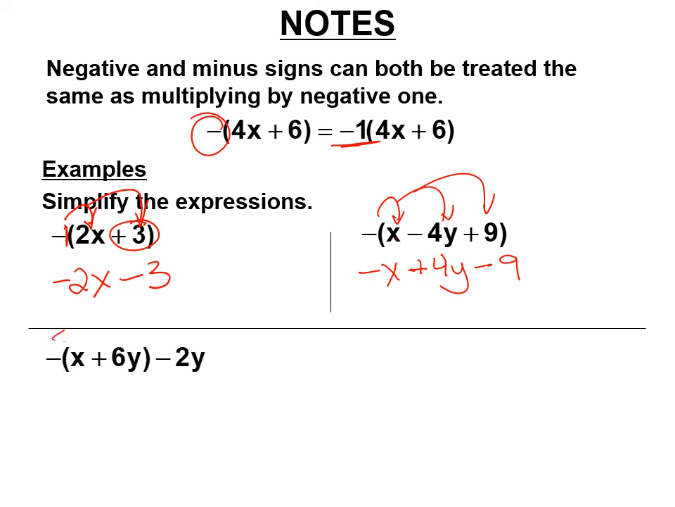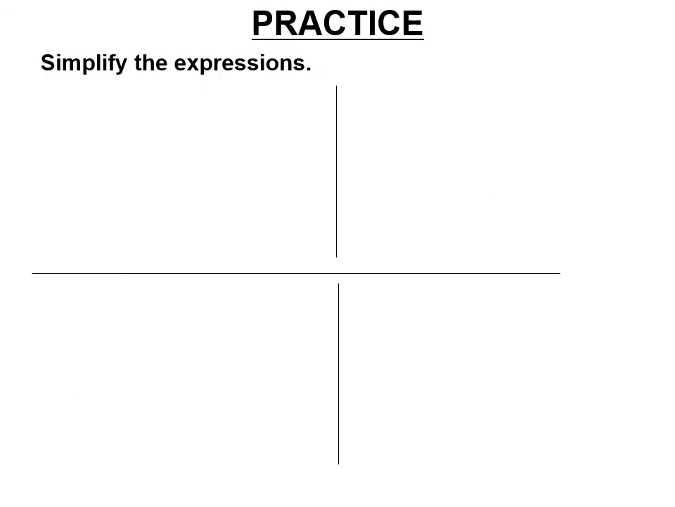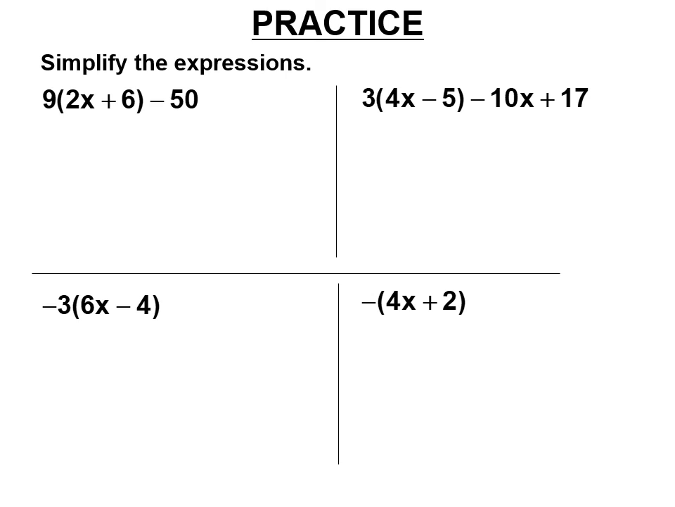All right, same thing. So we have negative x, or opposite of x, minus 6y minus 2y. Are we done? No, we have like terms. You're not allowed to leave it that way. Negative x, and that's minus 8y, same as adding negative 2y. So that's negative x minus 8y. All right, we're practicing. Do all 4 of these before I put up the answers, please.